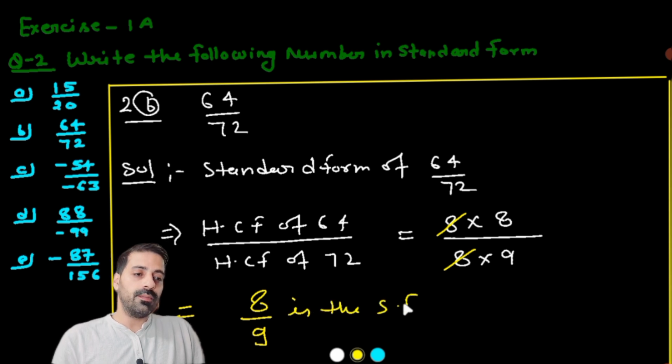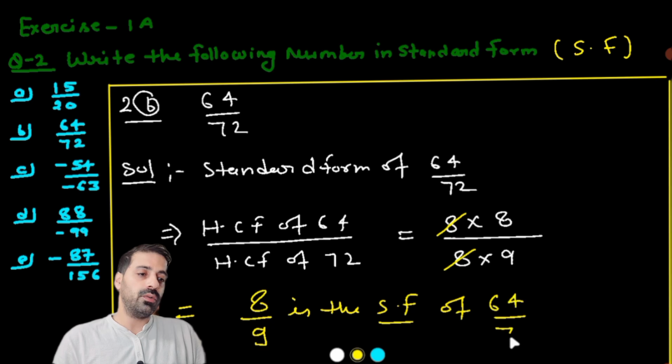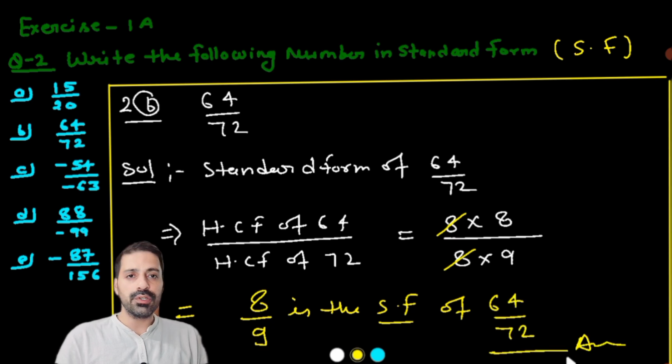So we can say that 8 upon 9 is the standard form, SF. In short I write SF, S.F. means standard form of 64 upon 72. I hope you understand the explanation of this question.